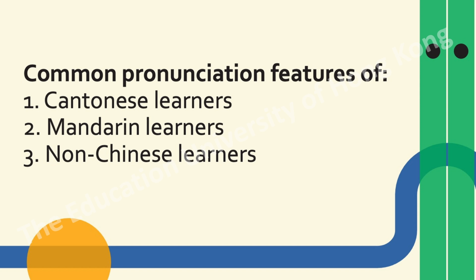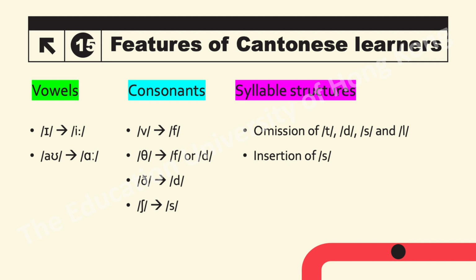In the following slides, we selected common features from Cantonese, Mandarin, and non-Chinese speaking learners to illustrate the annotations available on our corpus. First, let's take a look at the features produced by Cantonese learners from Hong Kong. According to our corpus data, in terms of vowels, they tend to replace the short I sound with the long one and shorten the diphthong ow into ah. For consonants, it is common for them to replace voiced V sound with a voiceless counterpart F sound, voiceless TH sound with F or D sound, voiced TH sound with D sound, and SH sound with S sound.